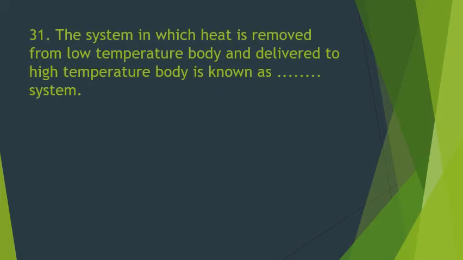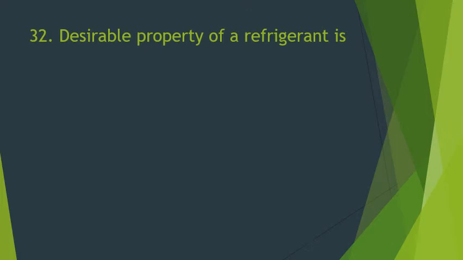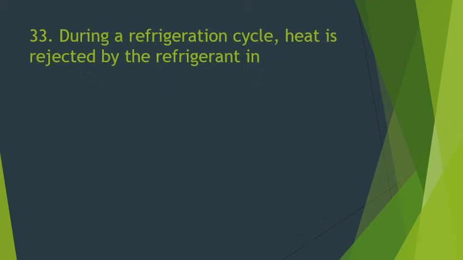The system in which heat is removed from low-temperature body and delivered to high-temperature body is known as A. Superheating. B. Refrigeration. C. Evaporation. D. Dehumidification. Desirable property of a refrigerant is A. Low critical temperature. B. Low latent heat of vaporization. C. High specific volume of vapor. D. Low boiling point.